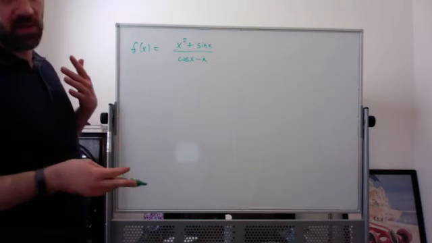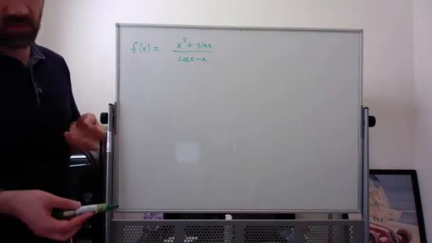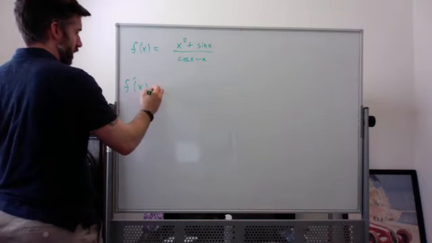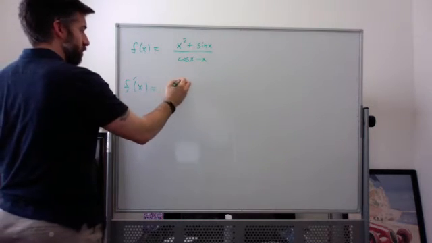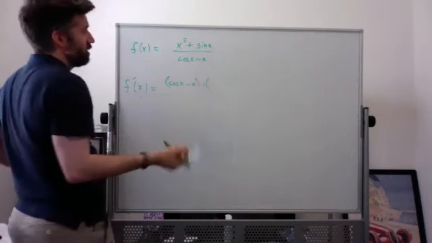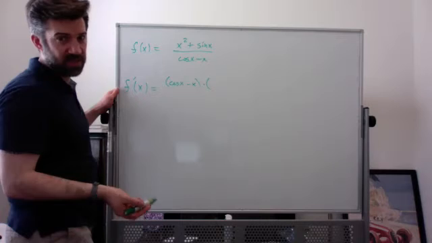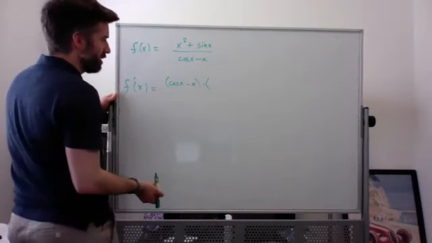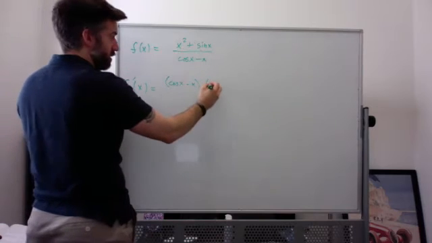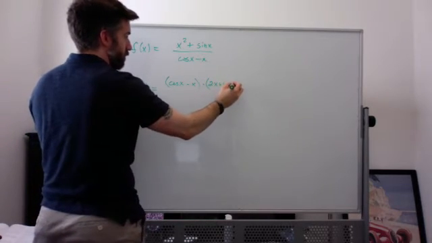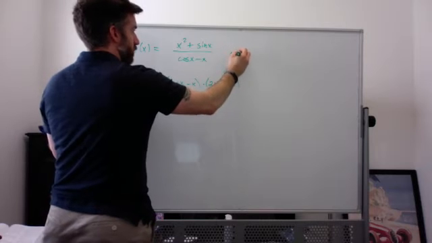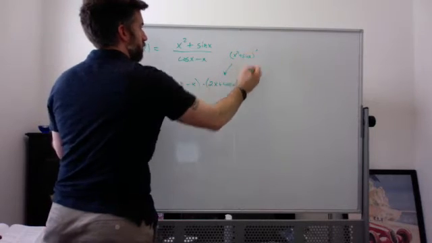Typically, I don't really try to simplify the quotient rule unless I have to. So here's how I'm going to write it out. It's the bottom, all of it, times the derivative of the top. I could write the derivative of x squared plus sine x, but I'd like to not write a ton of things, so I'm just going to start finding it. The derivative of the top is 2x plus cosine of x. That's the derivative of x squared plus sine of x.